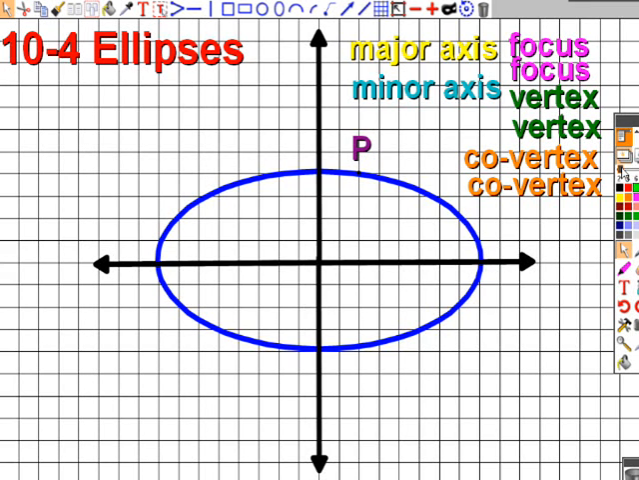Now, they also talk about two distinct points. So there's two distinct points within the ellipse called the foci. Each point is called a focus, right? So they're the same distance from the origin. We'll just label those here. Alright, we have the focus.